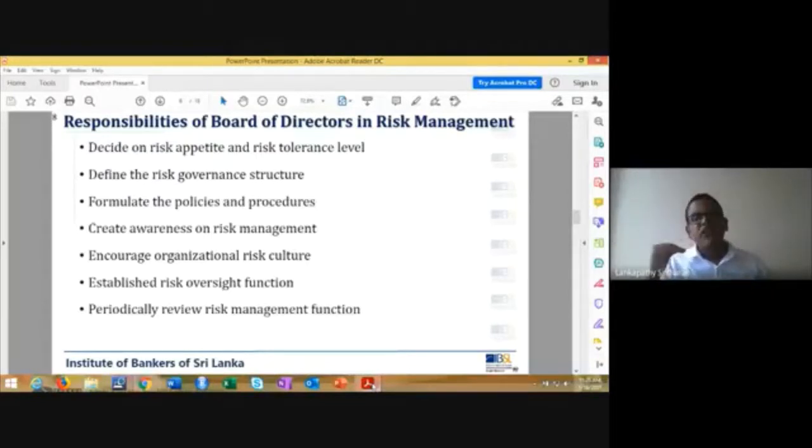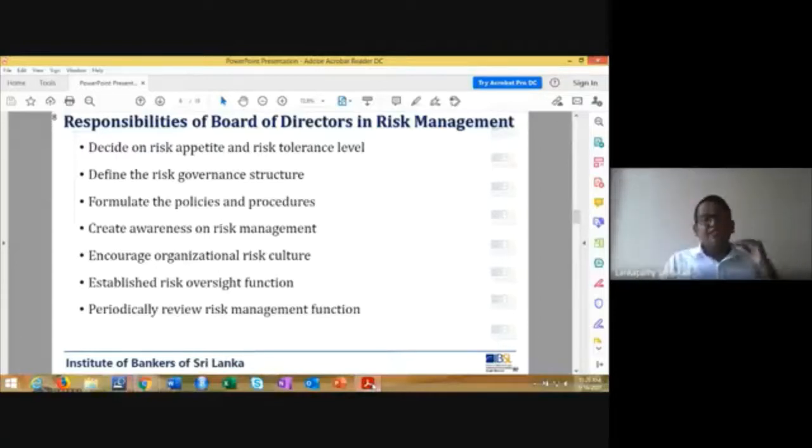And risk tolerance is connected to the risk appetite. Even though they have decided on a 50 million or 100 million risk appetite, there is some tolerance level. Even though it is 50 million, they can go beyond that, say 5% above, so plus or minus the tolerance level.